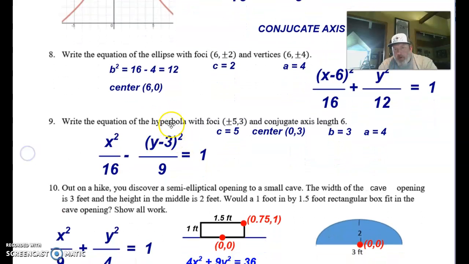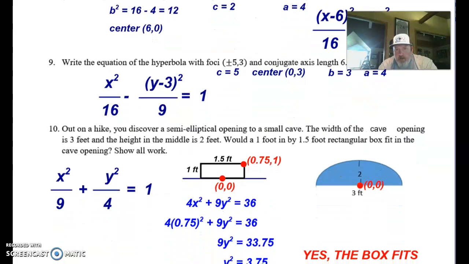Number 9, now we have a hyperbola, back to negative here. We have foci plus or minus 5, so we know C is up or down. We know our center point's at 0, 3. The conjugate axis has a length of 6, so half of that is 3. So B is 3, C is 5, so then A has to be 4. Once we have the center point and A and B, we can plug it into our equation.